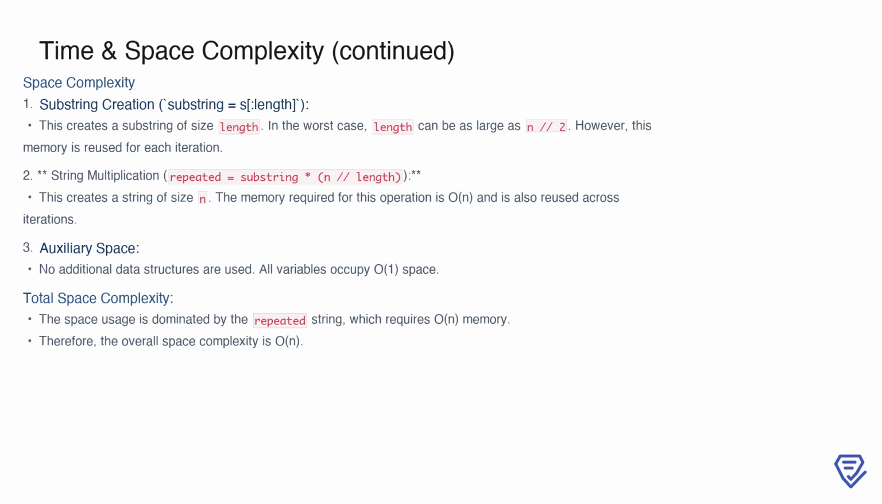Second, string multiplication generates a new string, repeated, with a size equal to the input string, s, which is O(n). This memory is also reused in each iteration. Since no additional data structures are used, the auxiliary space remains constant at O(1). In total, the space complexity is dominated by the repeated string, resulting in an overall space complexity of O(n).